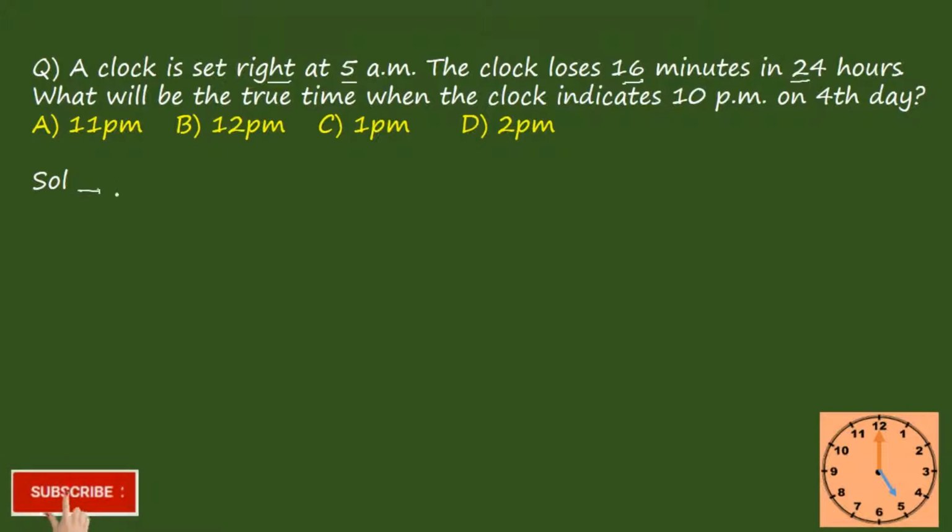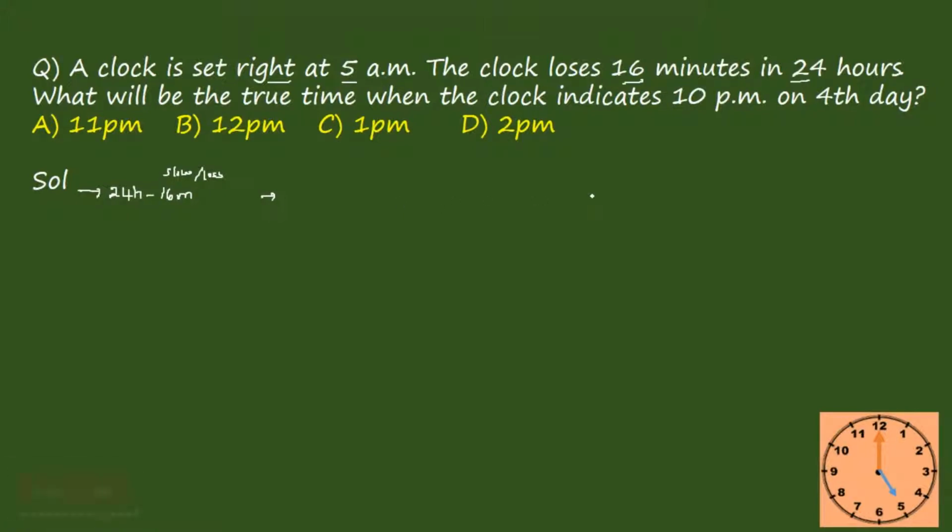Then it is saying the clock loses 16 minutes for every 24 hours, right? For every 24 hours, it becomes 16 minutes slow. Again, it is asking what will be the true time when the clock indicates 10 p.m. on the fourth day? If it is showing 10 p.m., what will be the correct time?